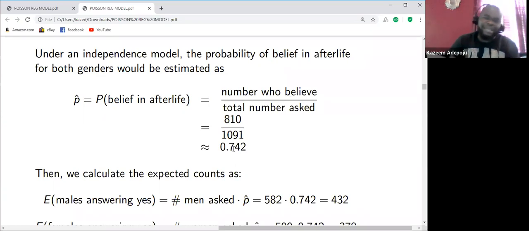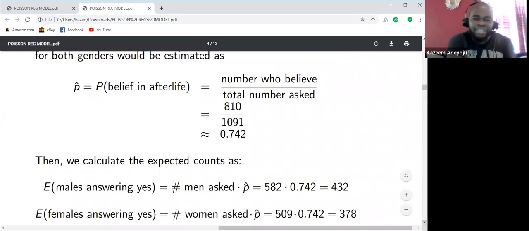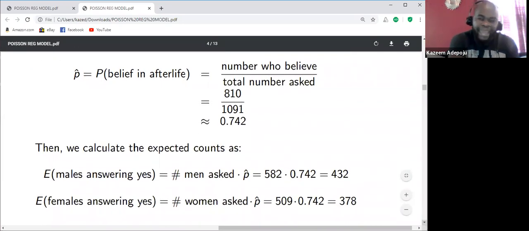Why do we need the expected count? Of course, the expected count is actually going to act as lambda, the one I'm going to call the incidence rate of that. Now if I want to calculate the expected count, it is going to be equal to n multiplied by p. If I want to find the expected number of men answering yes, it's going to be the number of men asked multiplied by this probability right here.